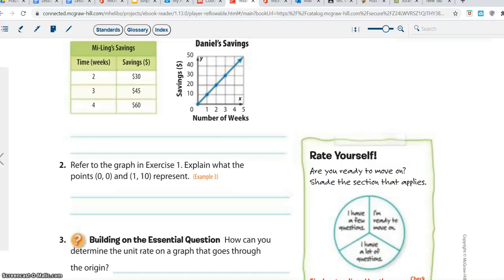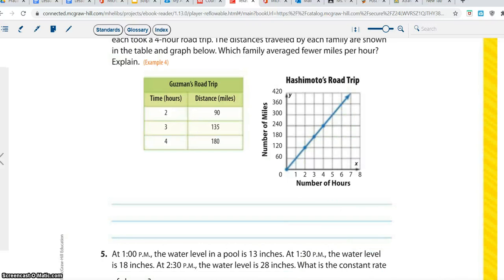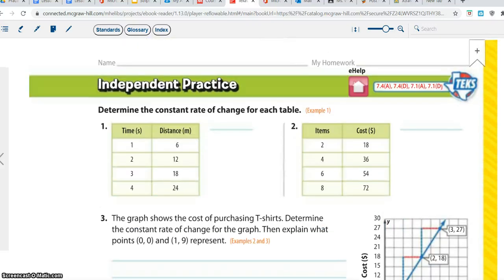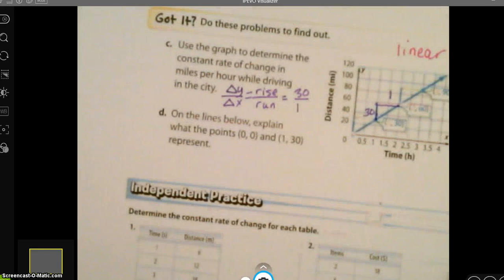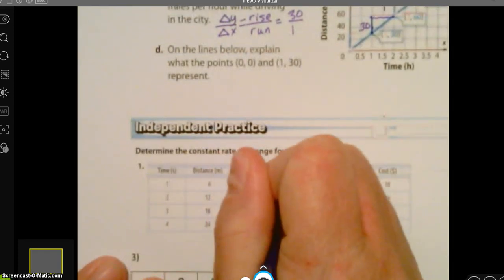Okay? So now let's look at page 190. Let me make sure I have the right ones here. Actually, we're going to go to the next page. We are going to be determining the constant rate of change, and this is on page 191 in the book. Remember constant rate of change, and we want to make sure we simplify it. Delta y over delta x, okay?